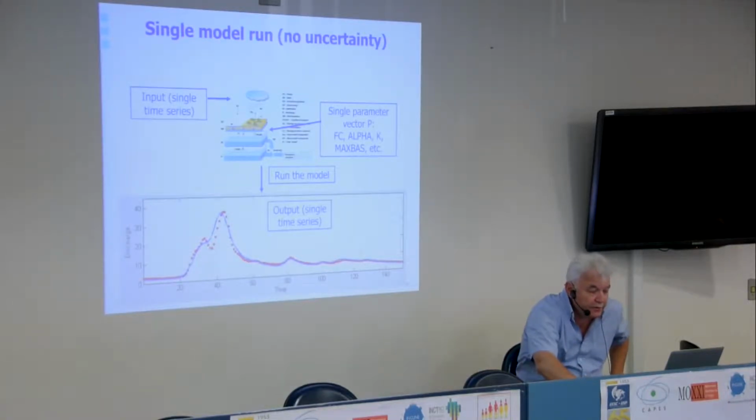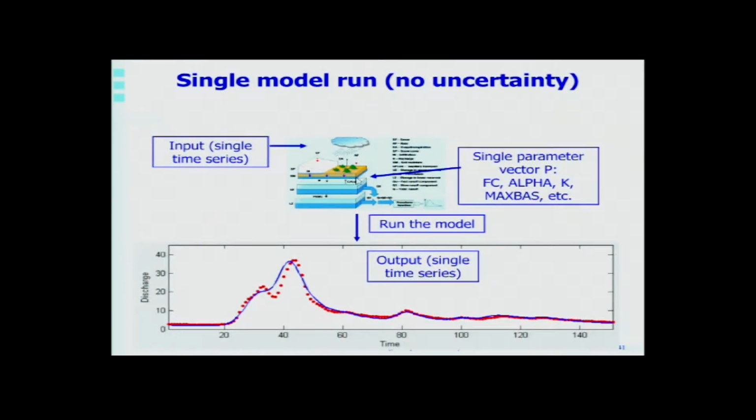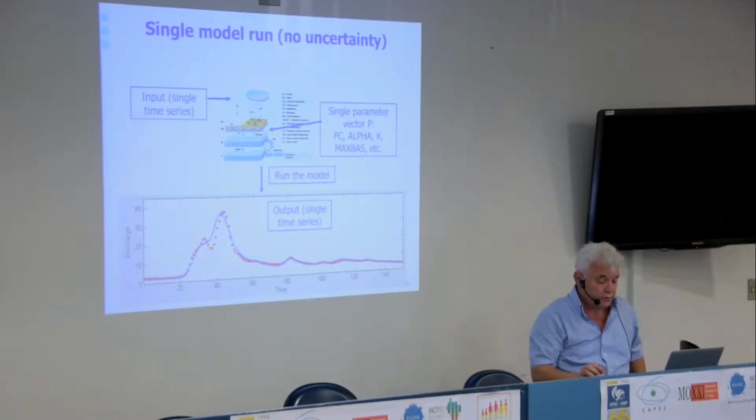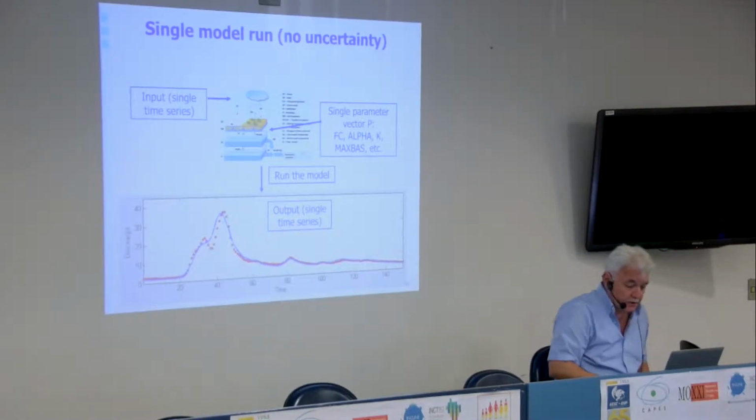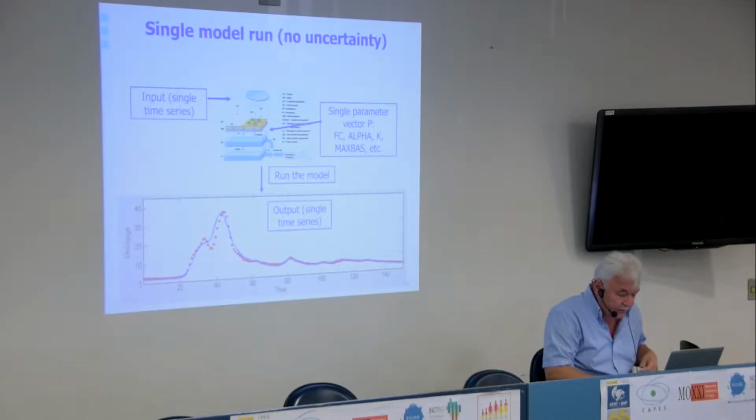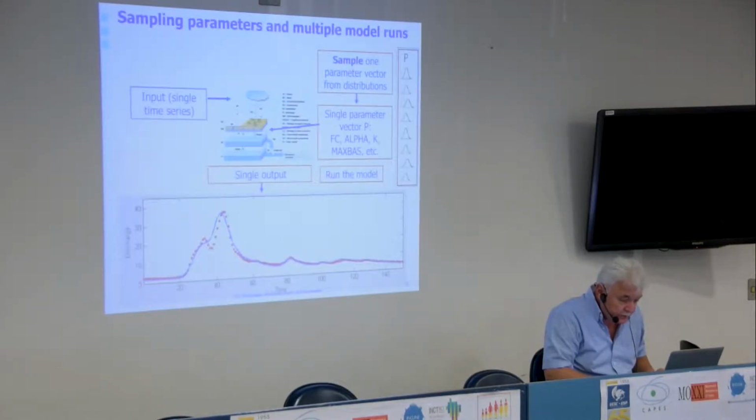And we have parameters in this model. These are parameters for the HBV model mentioned here: FC, alpha, K, max, and so on. There are 11 parameters. Or you could think of the 8 parameters of our tank model that we used. So this is the single model run. Now what happens if we, just a second.